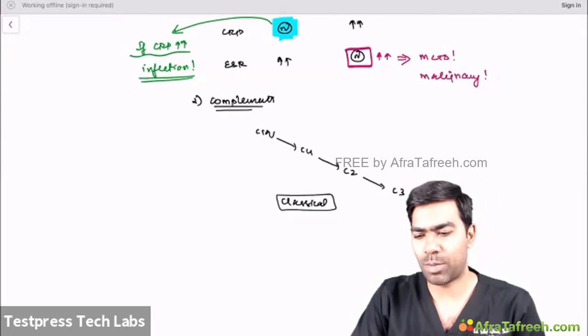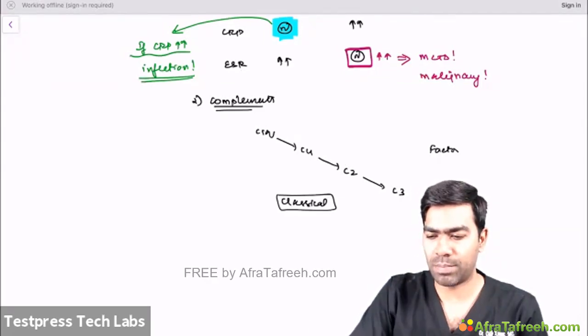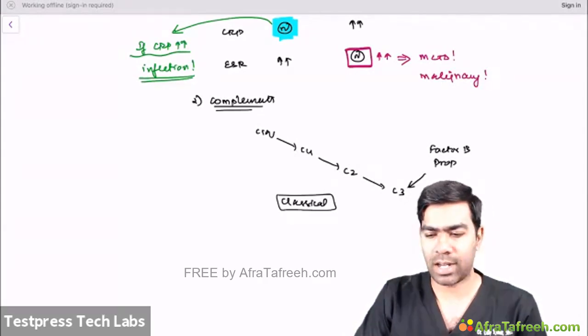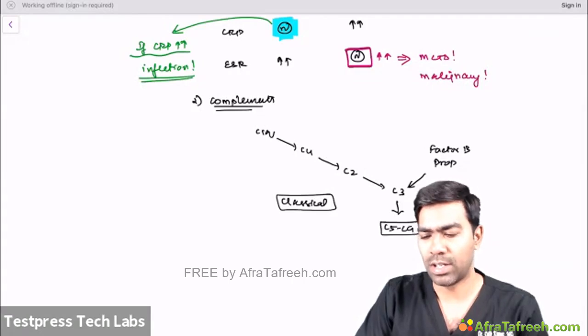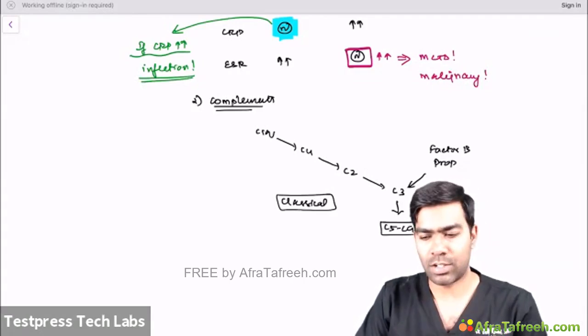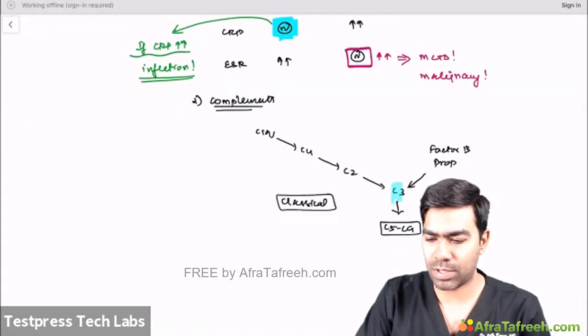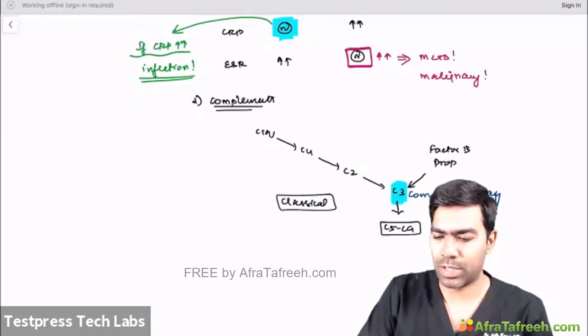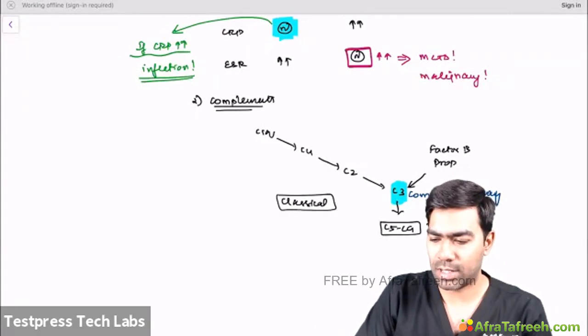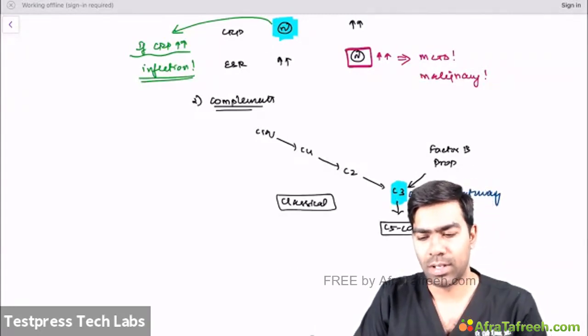And then there is the alternative complement pathway, where we have factor B and properdin, which is going to activate C3 directly, and this C3 will produce the terminal attack complex, C5 to C9, and hence done. That's all. So C3 is what we refer to as the common pathway. From here, it's the common pathway, and this is going to be the terminal attack complex, TAC, or membrane attack complex.